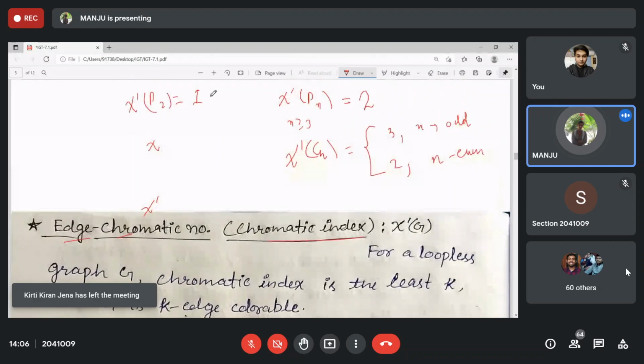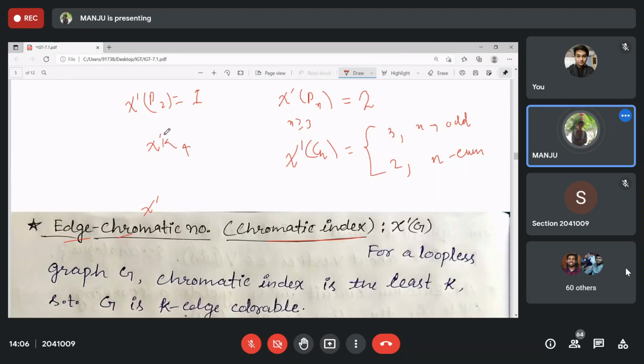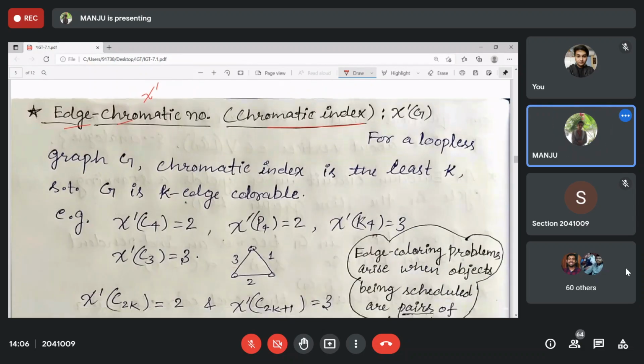For K2, it is the same as 1. What about K3? K3 is 3. K4, we have done it. Chromatic index for K4 is 3, right? We need 3. And for K5, I think it will be 6. You can check it. We need at least 6 colors, at most 10 colors. Yes, ma'am. So it is 6, right?